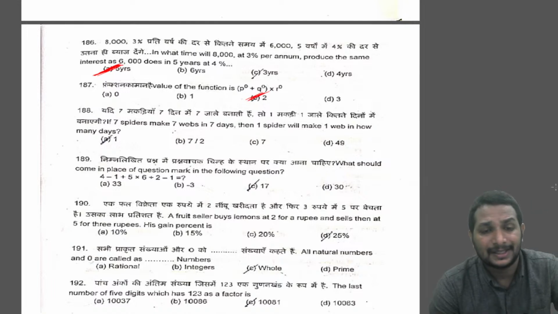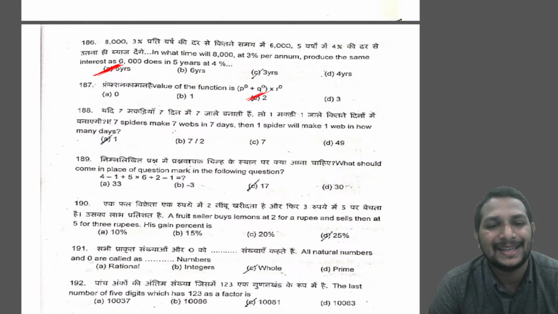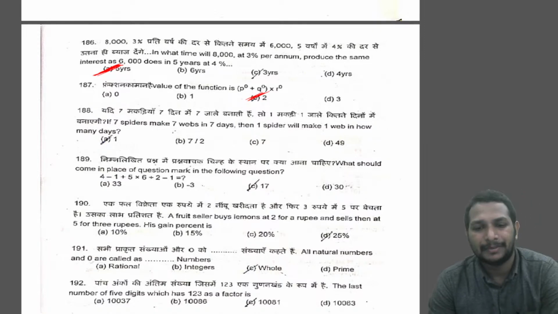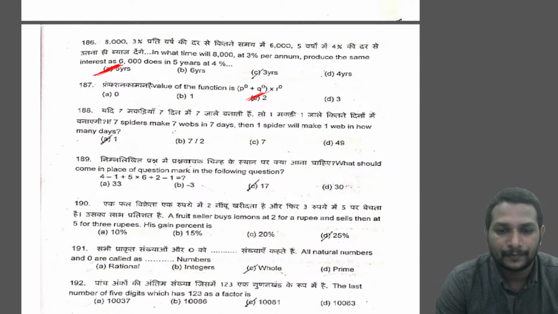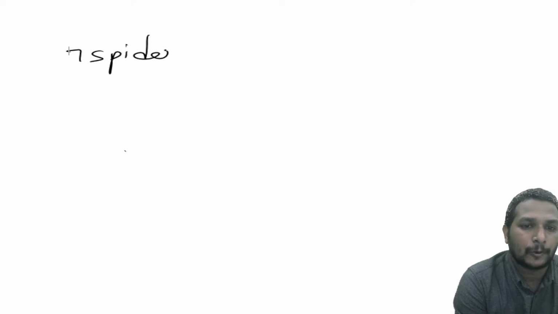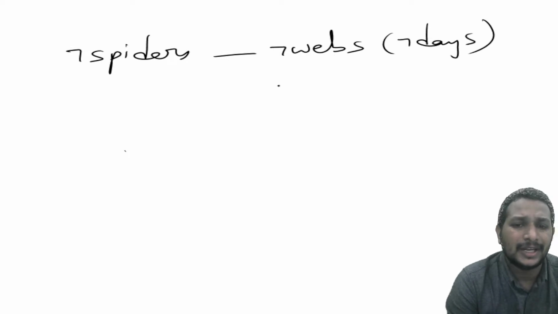Okay. Now let's see question number 188. 7 spiders make 7 webs in 7 days. Then 1 spider will make 1 web in how many days? It's also related to the unitary method concept. So let's discuss that. Here, it is mentioned that 7 spiders make 7 webs in 7 days. In 7 days, only how many webs will they make? 49 webs, no?